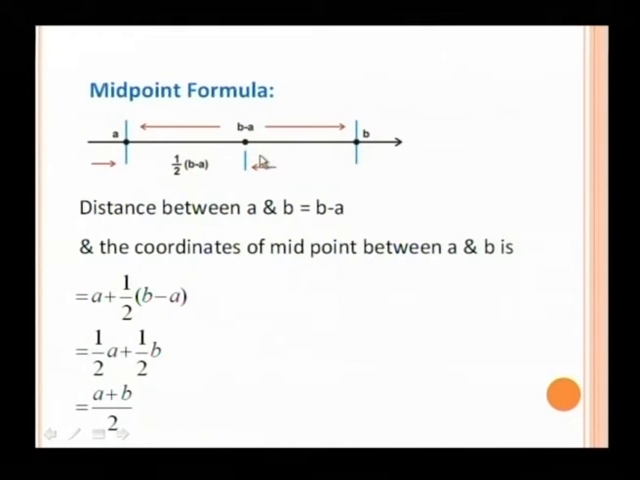To derive the midpoint formula, we use a line having 2 coordinates A and B. To find the midpoint on this coordinate line, we consider the distance between A and B as B minus A, and half of this would be 1 by 2 times B minus A. Now the coordinate of the midpoint between A and B is A plus 1 by 2 times B minus A. Then by simplification we are left with 1 by 2 A plus 1 by 2 B.